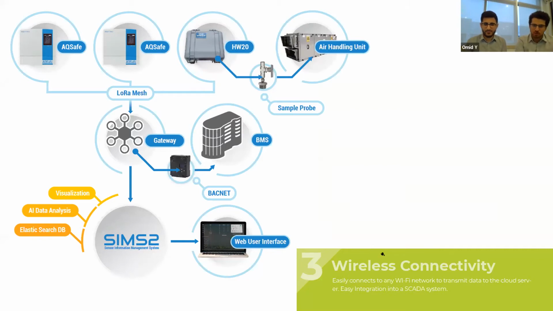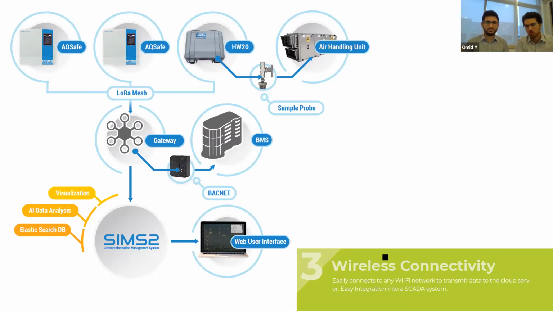Okay. So here's an example of the deployment of our AQSafes. We can have a bunch of AQSafes connected through a LoRa mesh network, which would work with another one of our products, the HVAC Warden, which communicates to a HVAC system. And that would communicate with your building management system through a bunch of different communications. In this case, we have it going through BACnet.